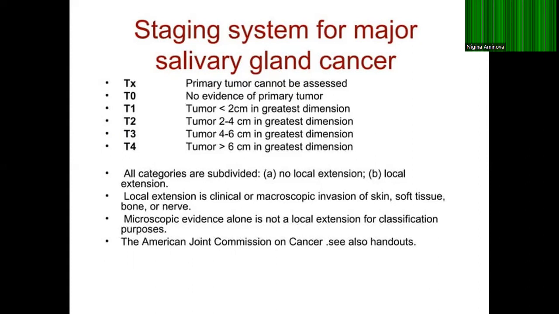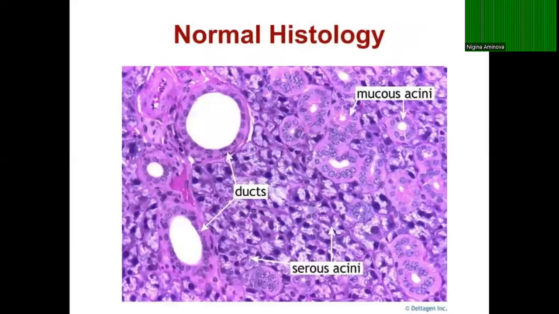All categories are subdivided: no local extension and with local extension. Local extension is clinical or macroscopic invasion of skin, soft tissue, bone, or nerve. Microscopic evidence alone is not a local extension for classification purposes. This is from the American Joint Commission on Cancer, and you can also see them in the handouts that are given by your lecturers.